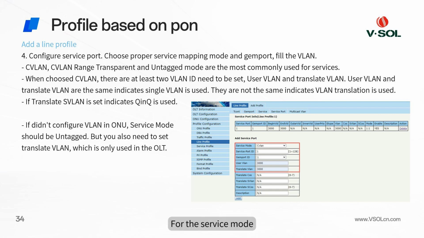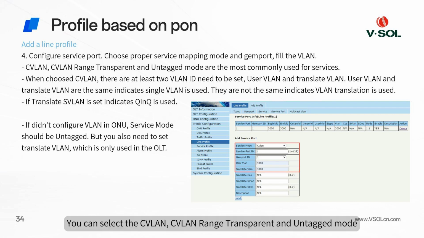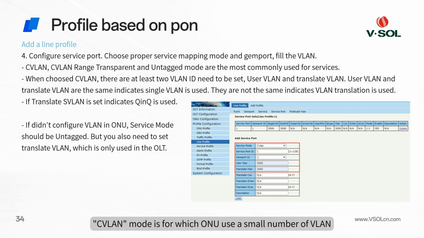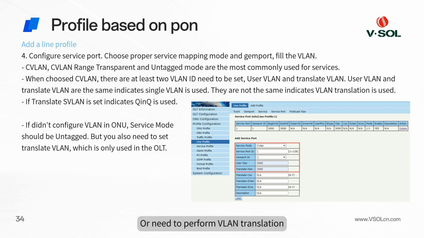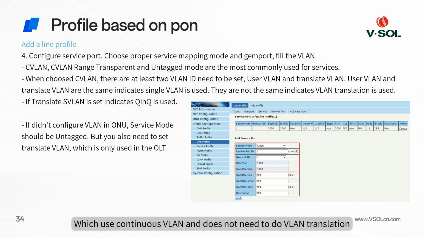For the service mode, you can select CVLAN, CVLAN range transparent, and untagged mode. CVLAN mode is for when ONUs use a small number of VLANs or need to perform VLAN translation. CVLAN range transparent is for ONUs that use continuous VLANs and do not need VLAN translation.